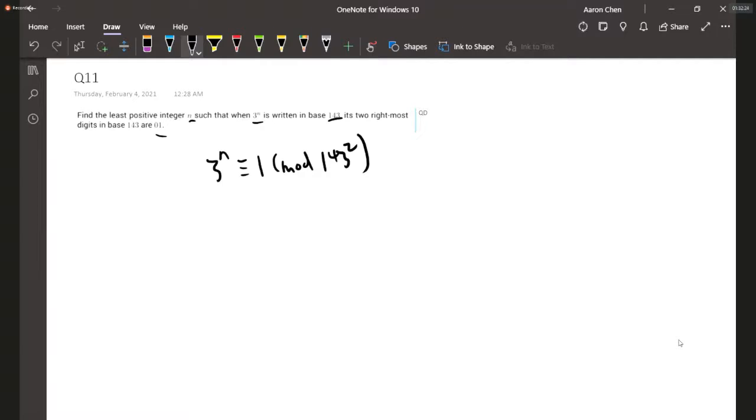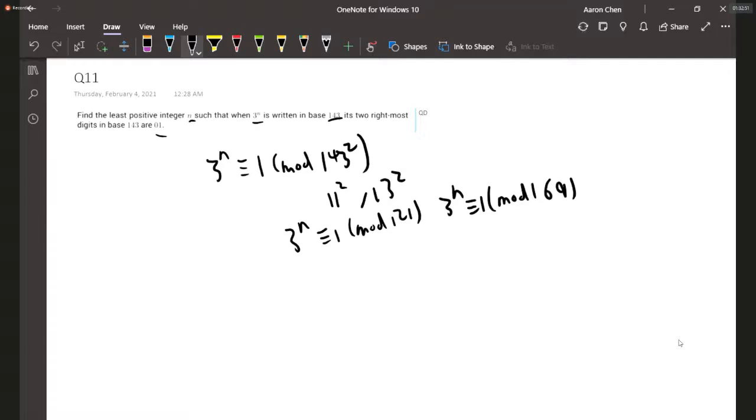And so by the Chinese remainder theorem, you can split this up. First we can split 143 squared up into 11 squared and 13 squared. And so we're basically trying to find the smallest n such that 3 to the n is congruent to 1 mod 121, and 3 to the n is congruent to 1 mod 169. One way we can do this is to do these two cases separately.